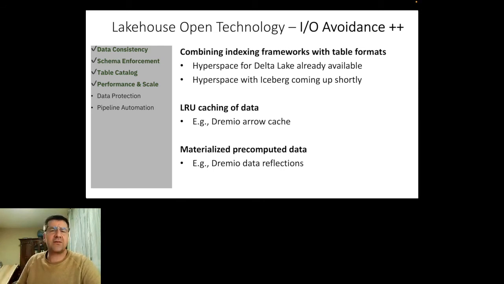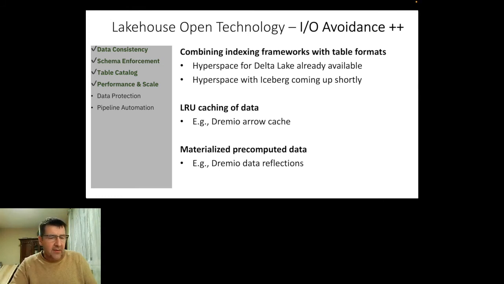But there are other ways to do I/O avoidance, like, for instance, caching data. You can cache the raw data itself, right? The file data on disk in your engine. Dremio does that, for instance, with their so-called Arrow cache, where basically the Parquet files on disk are cached as Arrow structures in memory with a least recently used algorithm.